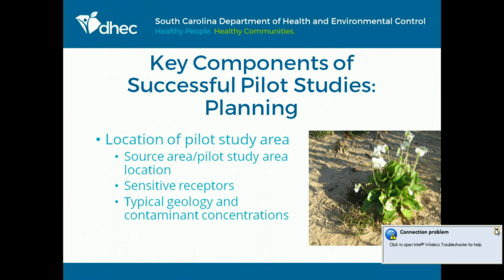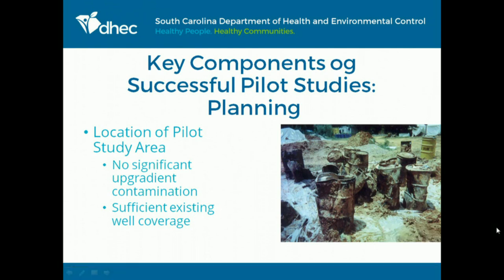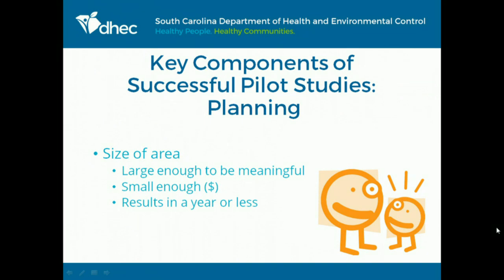where you have contamination, but you don't have more contamination coming in that's going to confound your interpretation of the data. Of course, you have to think about sensitive receptors again. You want to go where you have typical geology, typical contaminant concentrations. As I said, you don't want significant upgradient contamination that will confound your pilot study, and sufficient existing well coverage is helpful. The size of the area, large enough to be meaningful, small enough to be cost effective.